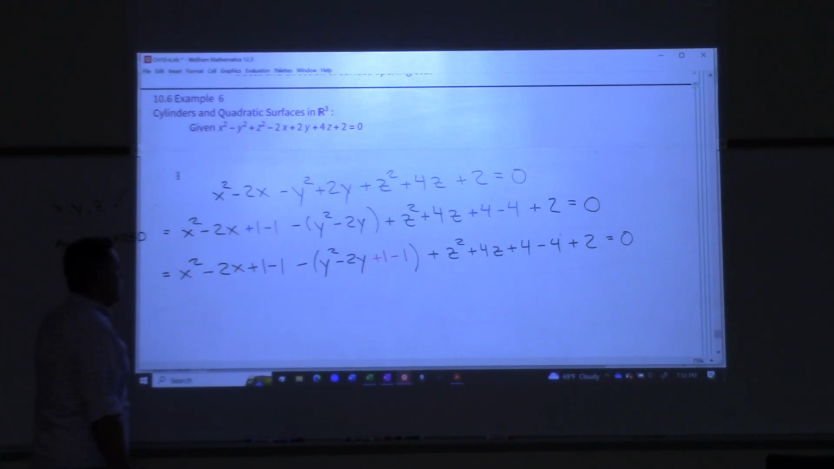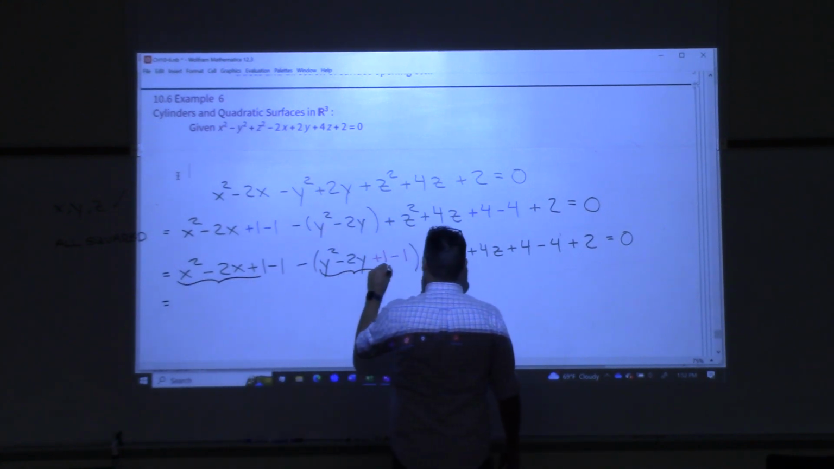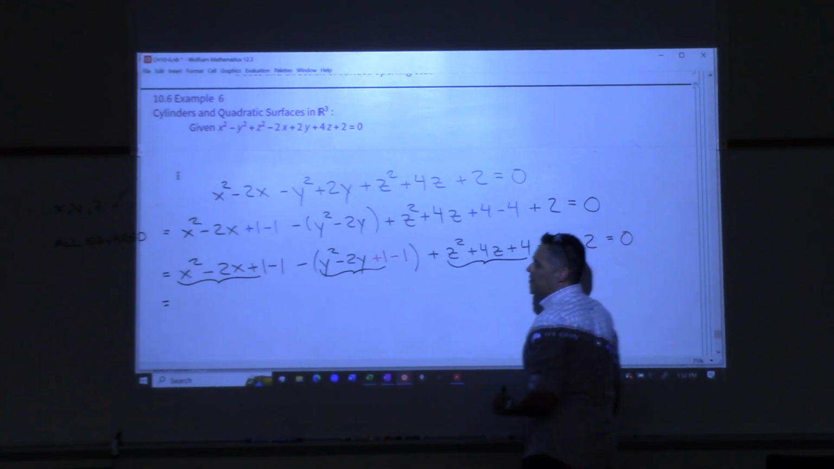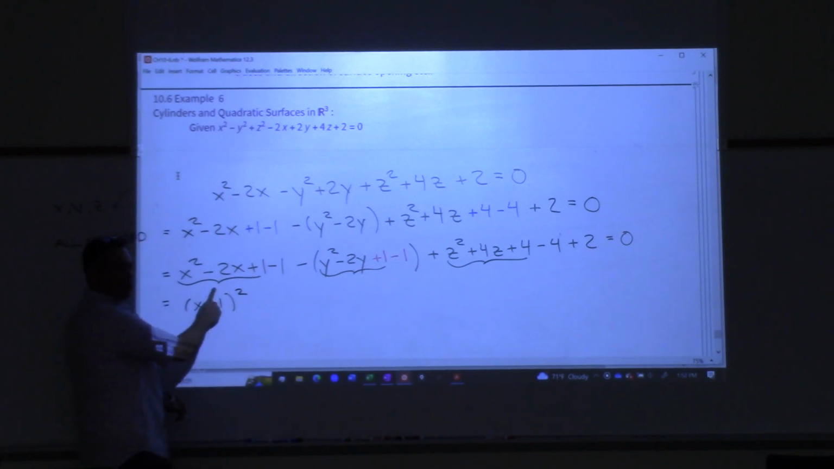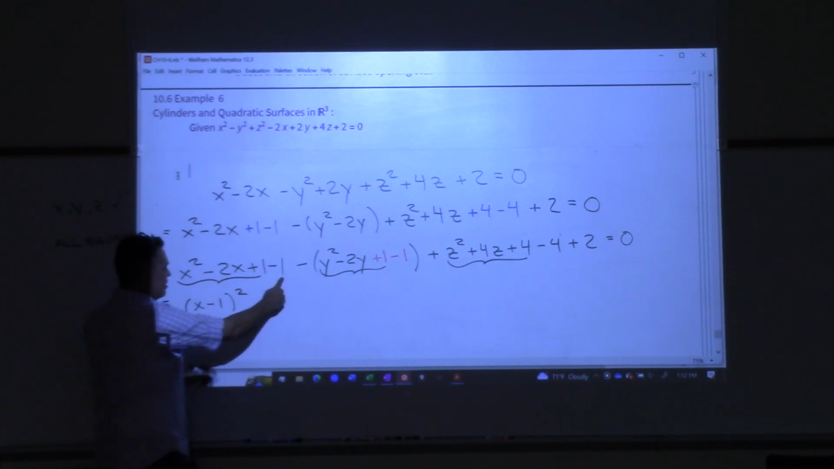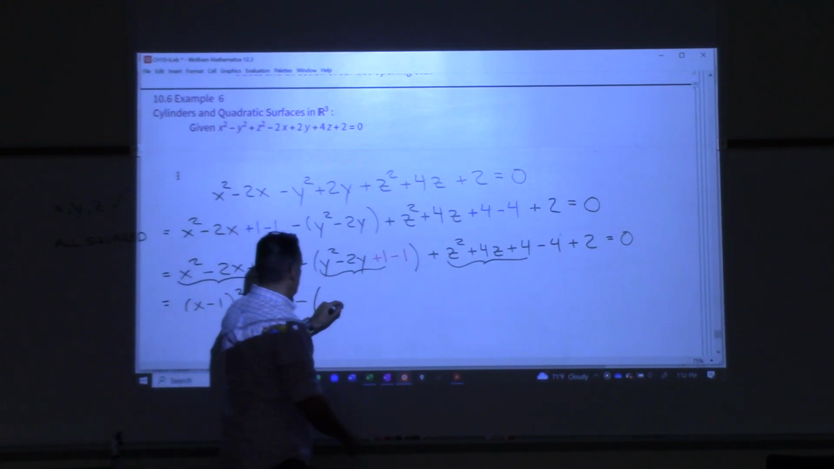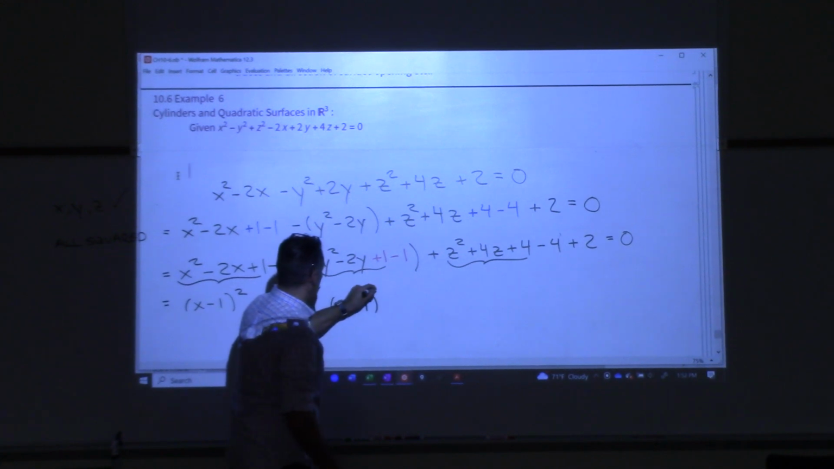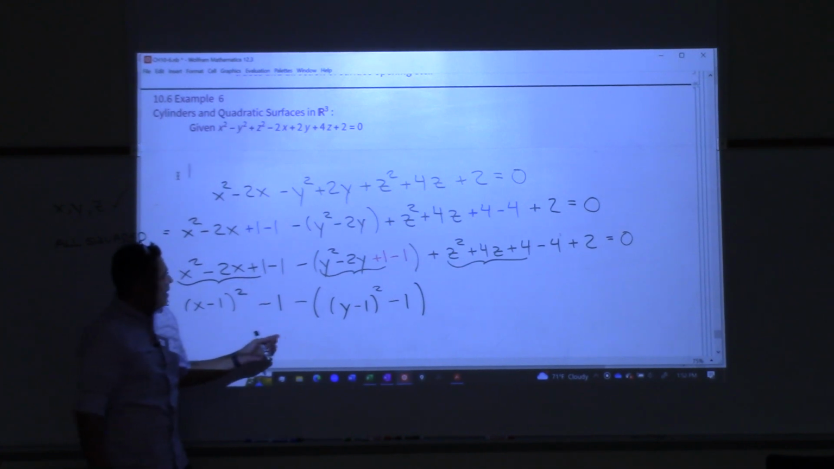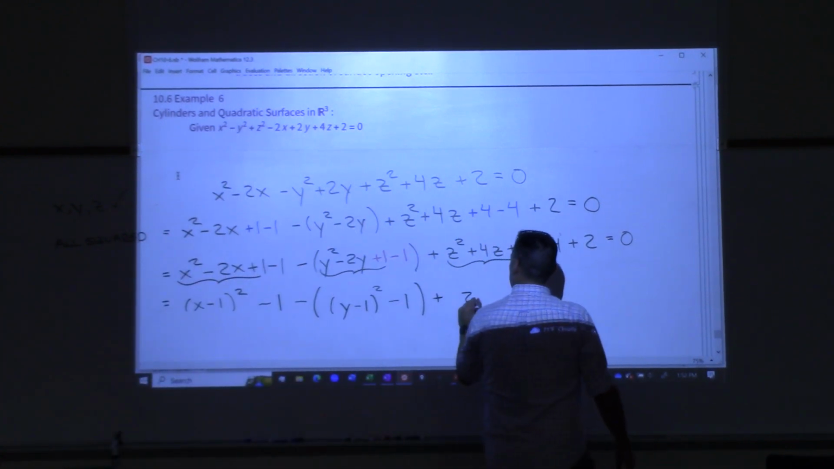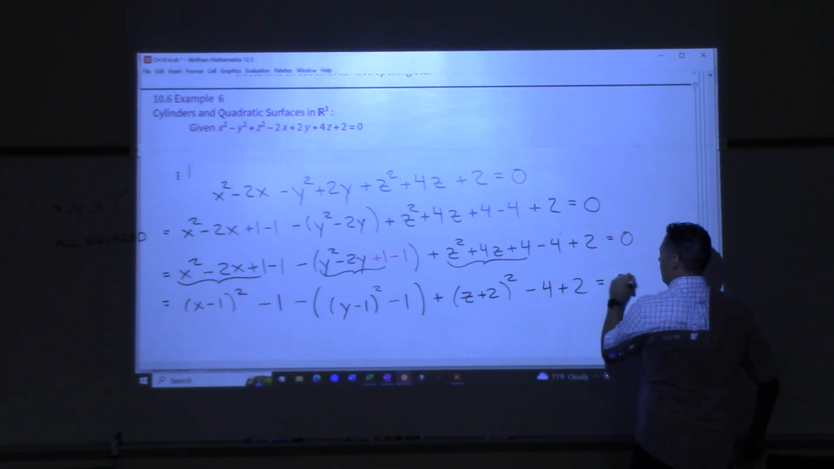All right. Let me complete this now. These first 3 terms will factor. These 3 terms will factor. These 3 terms will factor, guaranteed. So we'll have x minus 1 squared. That's the perfect square trinomial, right? Then I have minus 1 here still. Then a minus, parentheses. These 3 terms become y minus 1, that quantity squared. Still have a minus 1, still in a parenthesis. And then down here, z plus 2, that quantity squared, still have a minus 4 and a plus 2 equals 0. I'm getting there.